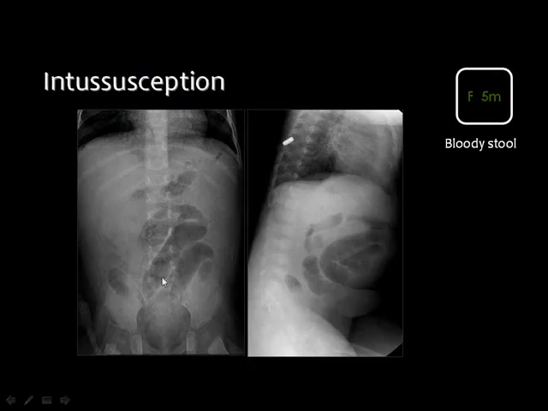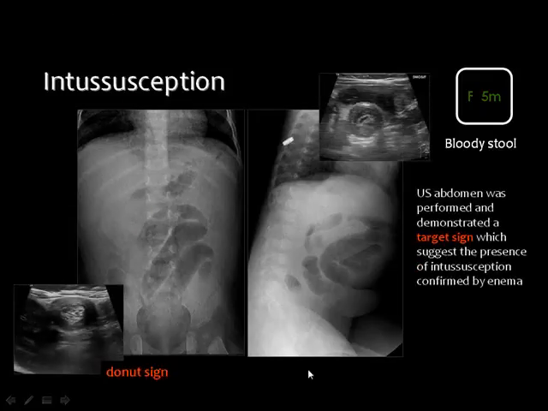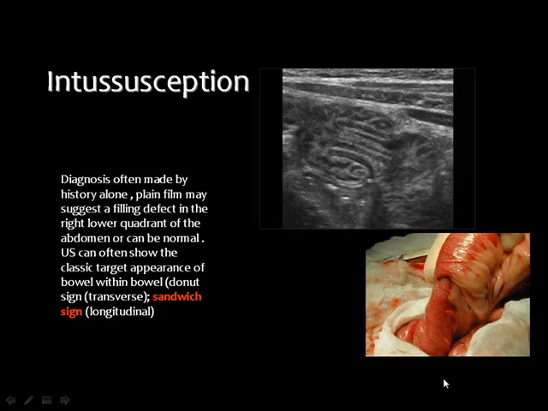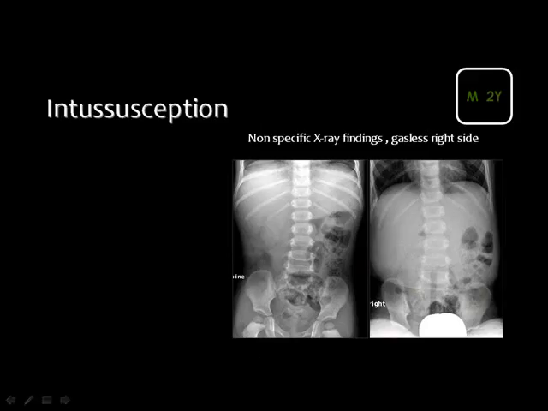Then this plain film is non-specific for a certain disease. You only see some bowel loops which are distended by air. Then if you have this ultrasound examination giving the classic appearance of donut sign or the target sign, which is diagnostic of a small bowel intussusception. Then intussusception in a longitudinal scan can be seen like this, which is known as the sandwich sign, where you can see one of the loops is invaginating inside the other loop by the ultrasound examination.